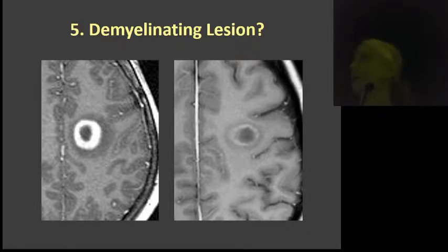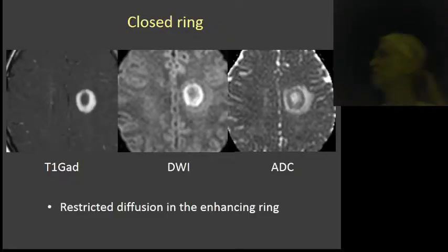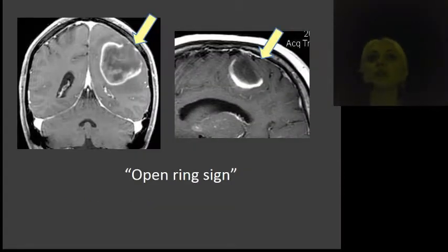Let us look at how we can diagnose this one. Multiple sclerosis can present as an enhancing ring which is smooth, nice and complete. This we call a closed ring. Sometimes, if the inflammatory component is prominent, this enhancing ring might show restricted diffusion with a low ADC. In other words, if you see a ring-enhancing lesion with restricted diffusion in the enhancing part, besides the fungal abscess that you remember, this could be a closed ring in multiple sclerosis. This is also very typical for tumefactive demyelinating lesions, and this is called the open ring sign.